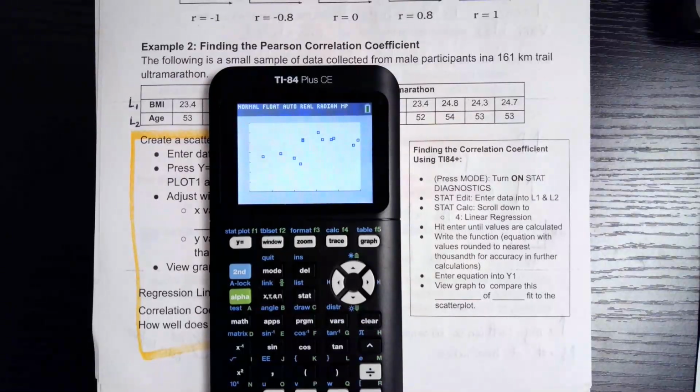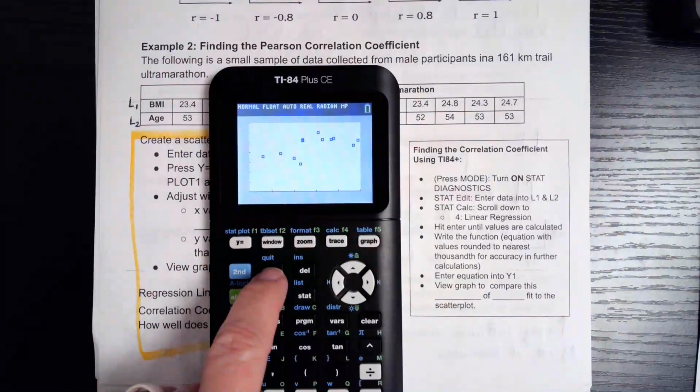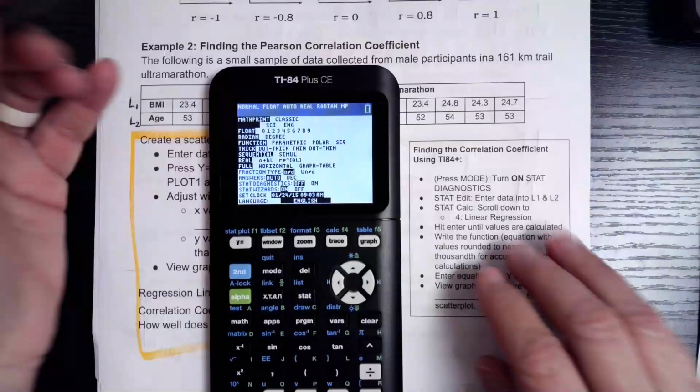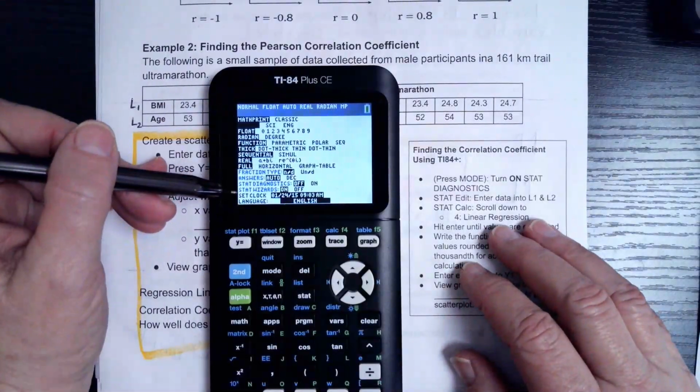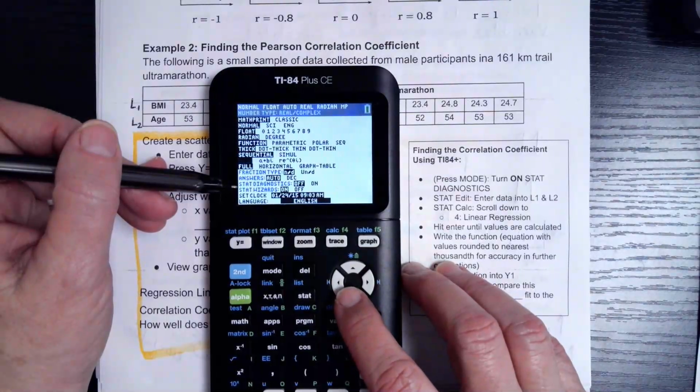Yep. Okay, I'm going to go to the mode first, because if I don't set up my mode to diagnose my scatter plot, it won't give me my R value when I do the regression. I'm going to aggressively regress this line. If you come down here, way down on this list, do you see where it says stat diagnostics?